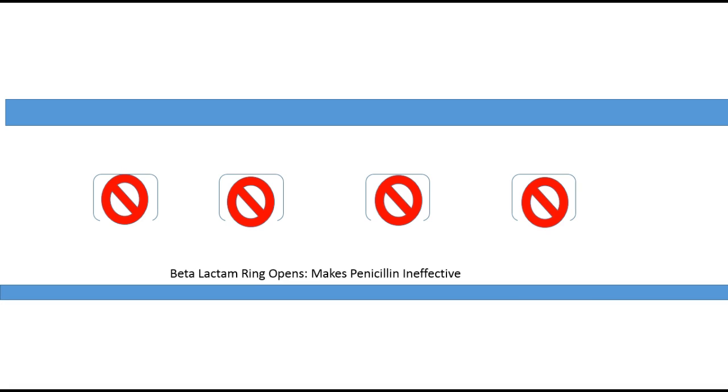Hence, against such organisms, drugs like methicillin, oxacillin, cloxacillin, nafcillin are very effective, especially against Staphylococcus aureus.